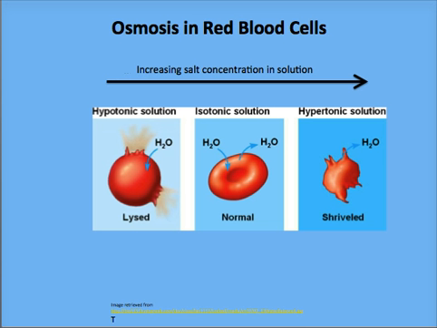Let's review. Water moves from areas of low solute concentration to areas of high solute concentration. In other words, water will follow the salt. In a hypotonic solution, water follows the salt into the cell, causing the cell to lyse or burst. In an isotonic solution, the salt concentration inside the cell is equal to the salt concentration outside the cell, so the water does not have a net flow in either direction. In the hypertonic solution, the salt concentration is higher outside the cell. The water moves from the cell to the solution, causing the cell to shrivel.